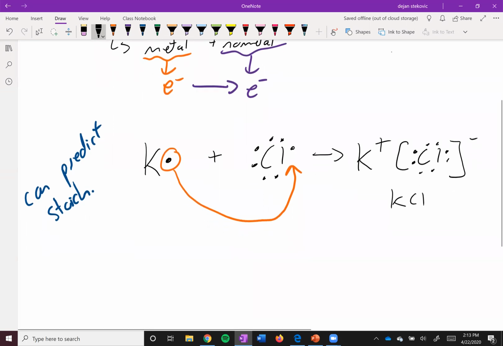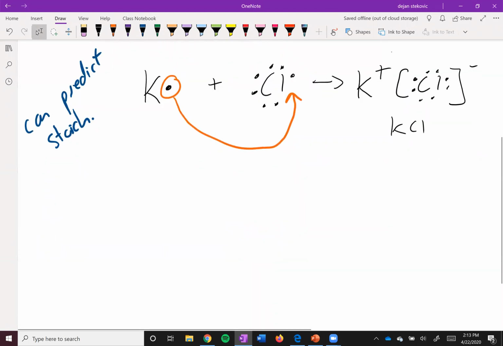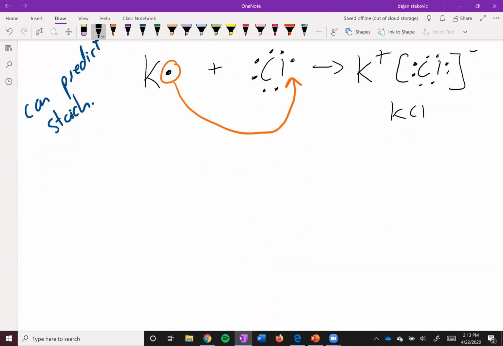So you can see the predictive power, probably something you could have done before this, based on the charge stuff that we learned in the beginning of class.